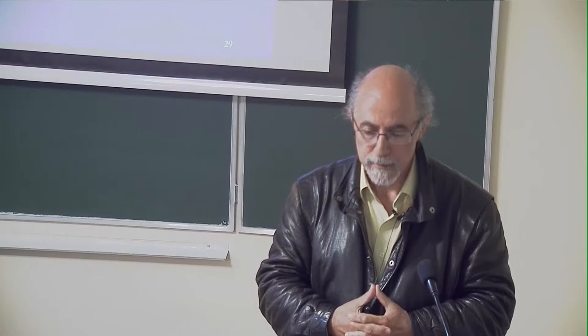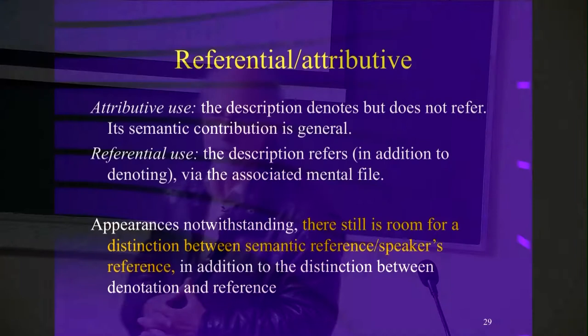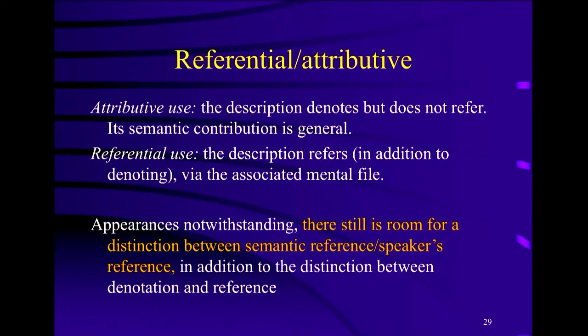While in the referential use, when I say "the president of the US has such and such properties," and I'm talking about Trump or Pence or someone in particular, in this case, the description still has a denotation. It denotes whoever is the US president. But in addition, it has a reference. And the reference is the individual I have in mind. And they may diverge or they may not diverge. So the idea is that really reference is a matter of having in mind. It's a matter of the mental files deployed by the speaker. Denotation is a matter that has to do with the satisfaction of certain conditions.